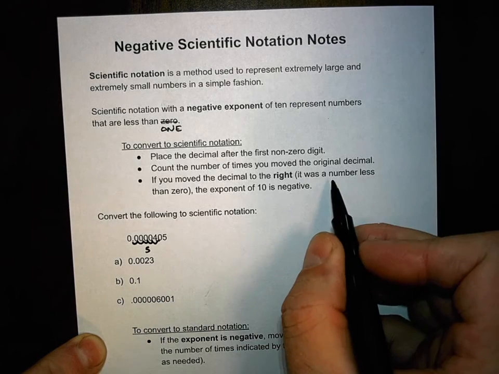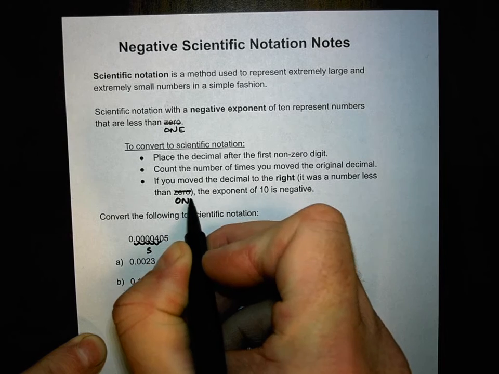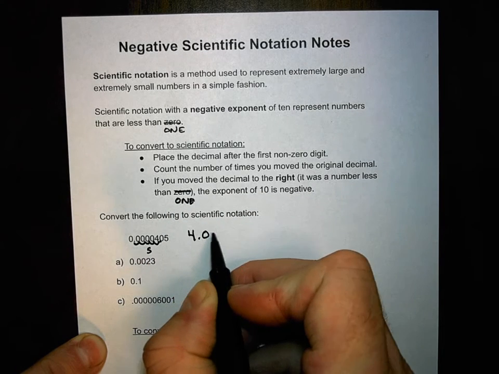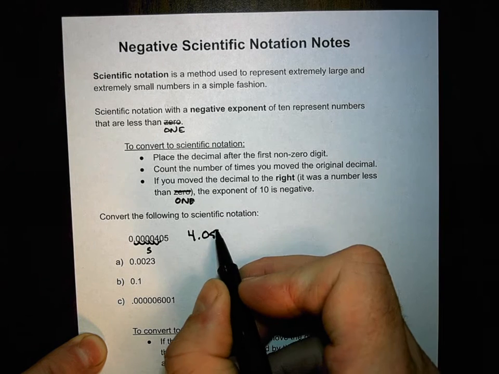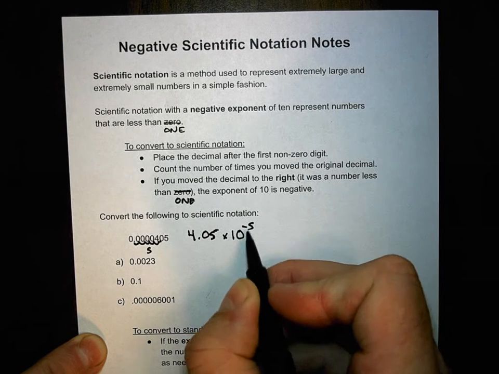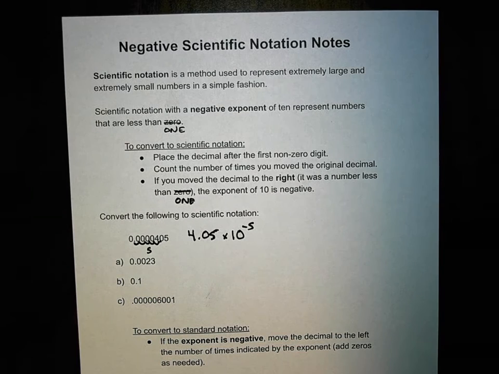Now, if I moved it to the right, it's less than 1. So I'm going to write 4.05. That's my new number, right? Yes. Times 10 to the negative 5. Times 10 to the negative, how many ever times I move? Negative 5. That's easy. Pretty simple.